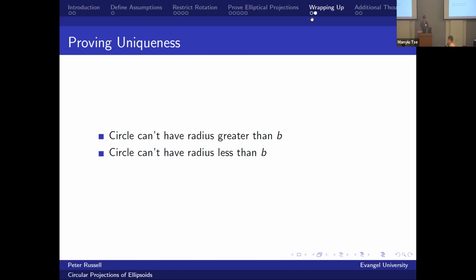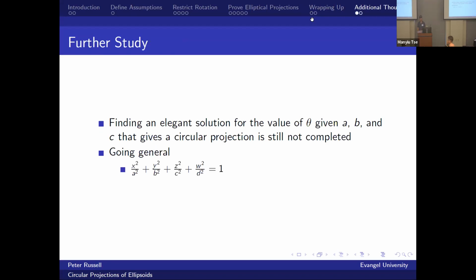So we know that if we have a circle, it can't have a radius greater than b, and it can't have a radius of less than b. So we know that the radius has to be exactly equal to the middle distance of the ellipsoid.